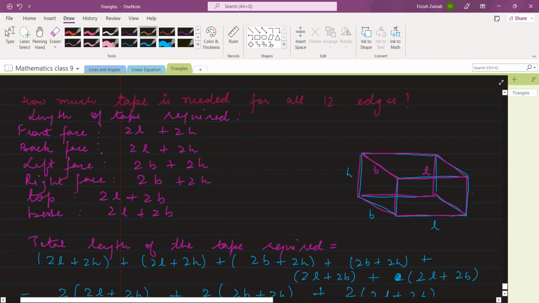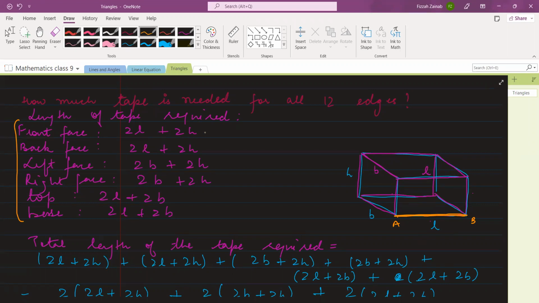Now, when I'm taking the faces, what is happening here? For example, if you look at this side, right? Now, if I just call it AB, this side is actually part of the front face also, right? And this side is part of the base also. Understand? So when I'm writing, basically I have counted this side 2 times. That was my mistake.